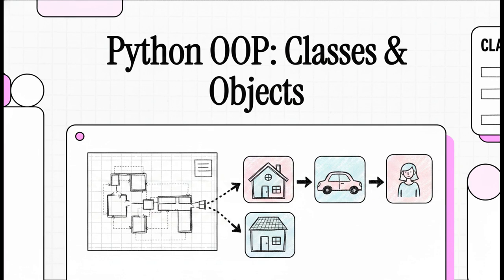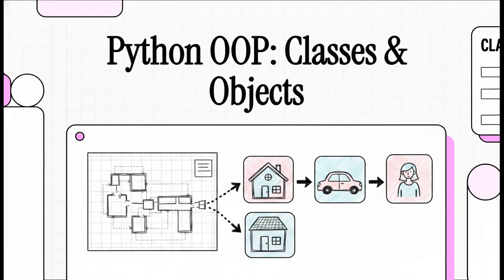If you've ever looked at software development and felt completely overwhelmed by the jargon, especially the term object-oriented programming, trust me, you're not alone. Historically, coding was done through procedural programming, which basically meant writing one long, continuous block of code, and yeah, it got messy fast.